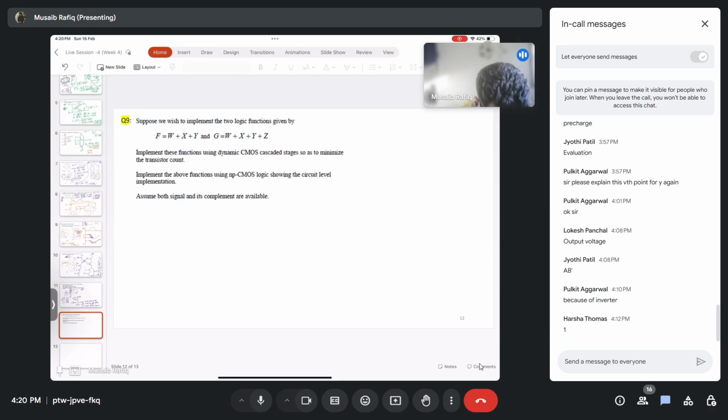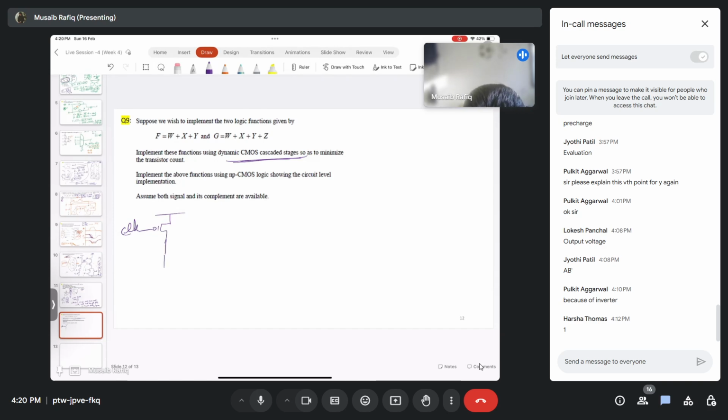Now let me just show the solution. We'll first do the dynamic CMOS cascaded stage. What we'll have here is first the clock part and then the functionality. So let me just show you. F is equal to W plus X plus Y, and G is equal to W plus X plus Y plus Z. So G can be written as F plus Z because this thing is equal to F. In this way we can minimize the transistor count.